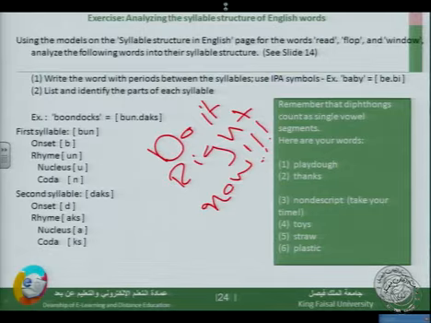Hopefully you have enjoyed our 7th lecture, which was about syllabification of words in English. We have talked about the syllables, parts of the syllables, and we had different examples about the parts of syllables, and try to remember the 3 diagrams.